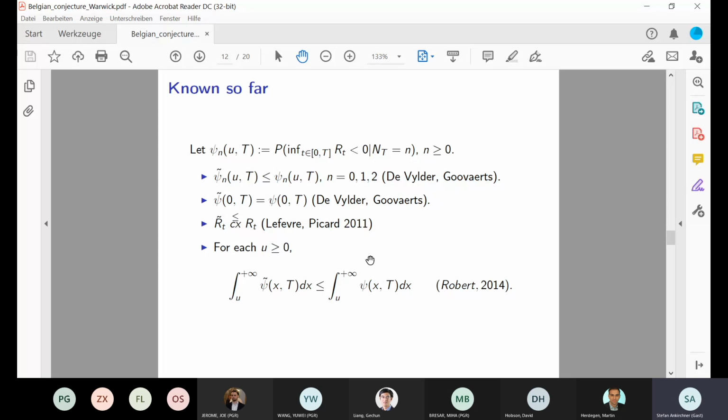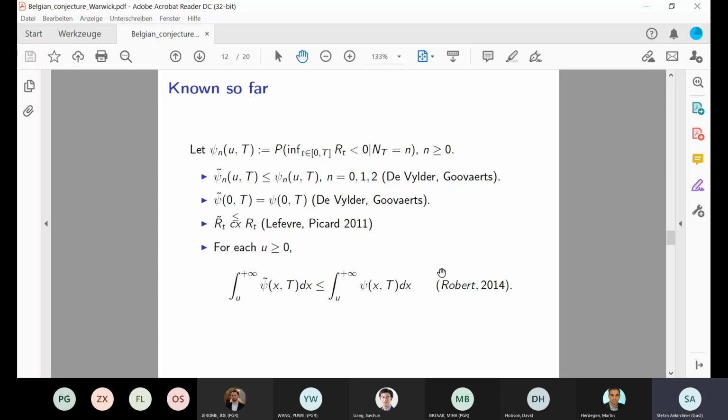you can introduce some conditional ruin probability, the ruin probability conditioned on the number of claims until time capital T. This is denoted here by psi n. And De Vylder and Goovaerts have shown themselves that for n equal to 0, 1, and 2, the claim holds true. And also if you have an initial reserve of 0. And then there has been a contribution by Lefebvre and Picard showing that R tilde is smaller than or equal to R T in the convex order sense.